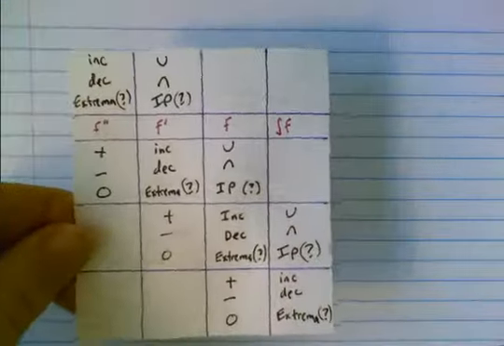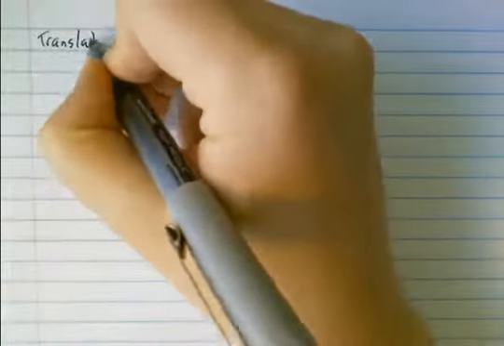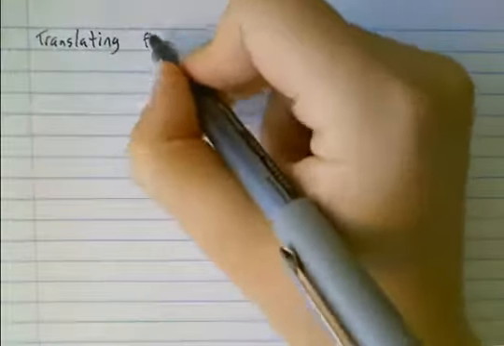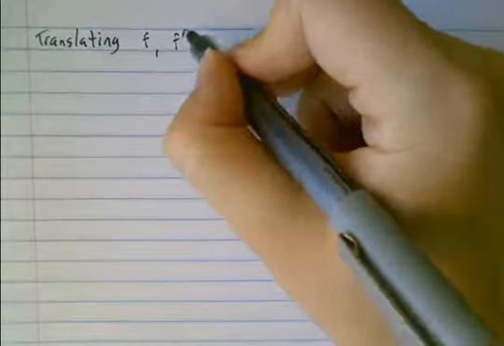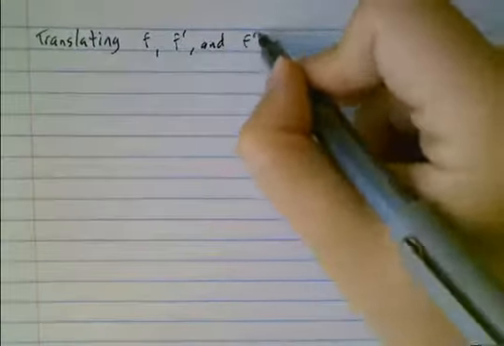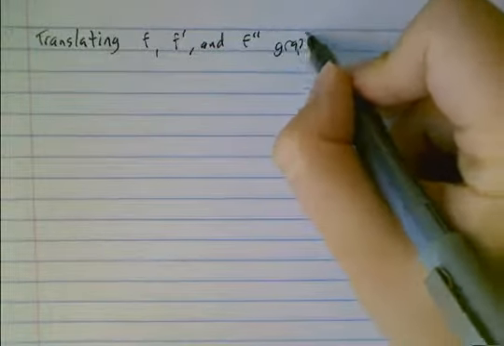Let's look at how we use this translation dictionary. I do encourage you to make yourself a little card with what we need to memorize on it. I find it very helpful myself. And let's look at translating f, f prime, and f double prime graphs.